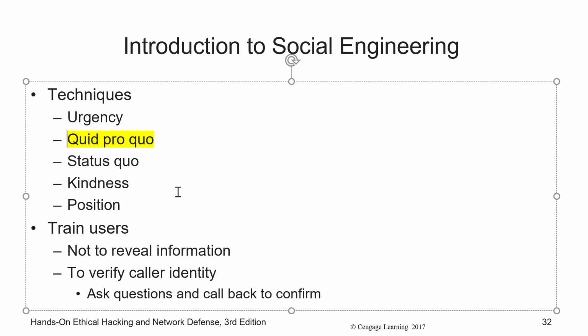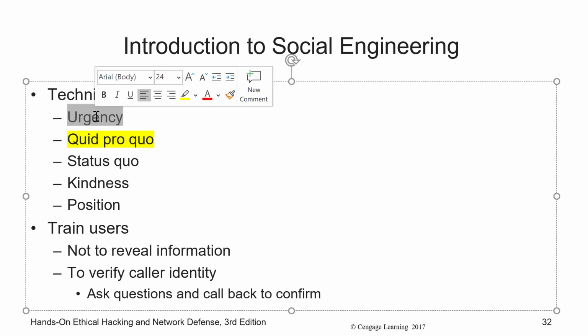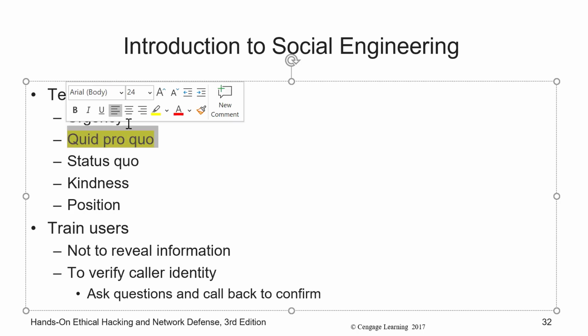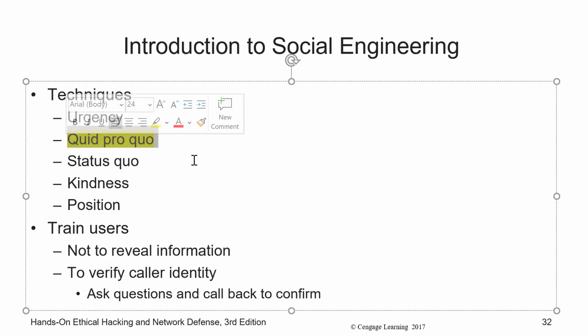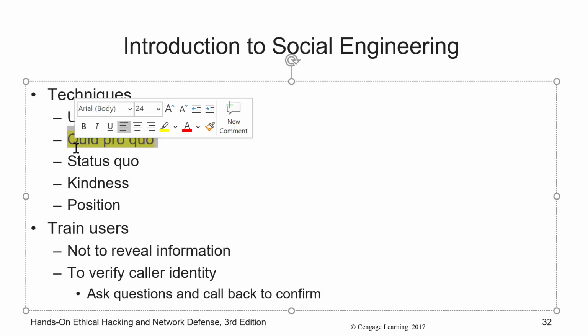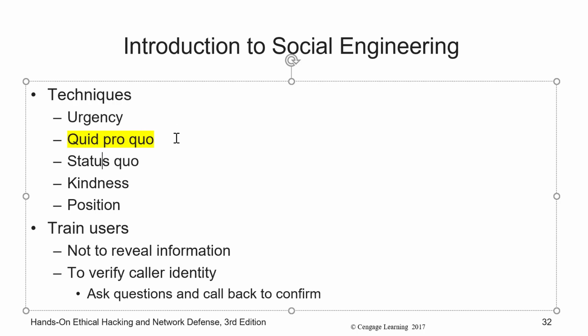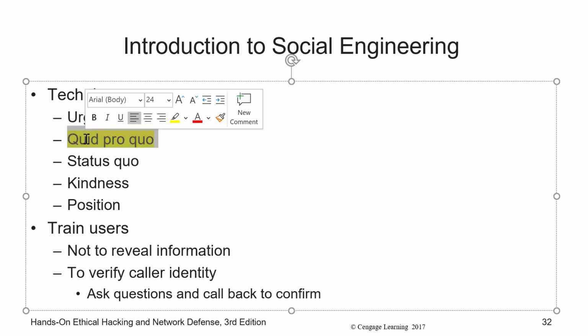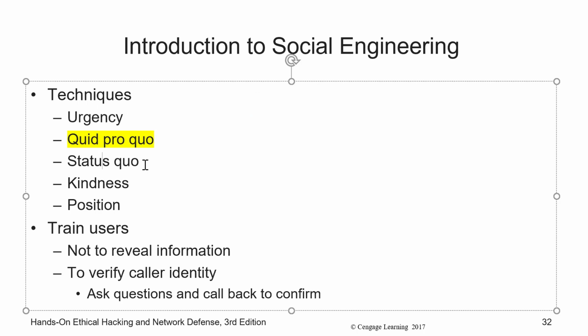Yes, so these are some techniques you could use. Urgency is definitely one of them. It exploits the fact that people want to help each other out in a pinch. Quid pro quo. Hey, you investigate the Bidens. We'll give you some money. Everybody wants to do some kind of payback for good measure. Status quo.